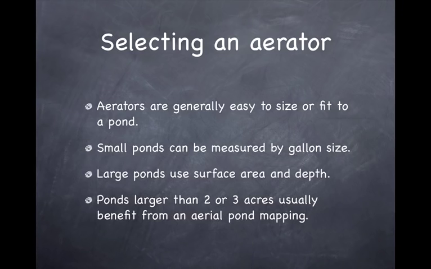A lot of people have a lot of questions about selecting the right aerator for their pond, and in general they're pretty easy to size or to fit to pretty much any pond. Small ponds can be measured by gallon size. Most of these small pond aerators have a rating to them where they'll work in ponds estimated to be, let's say, around 2,000 gallons or 10,000 gallons or 12,000 gallons, whatever. They vary in what they're rated for, and if you're in the ballpark of that gallon size within a reasonable range of it, it will usually fit very well.